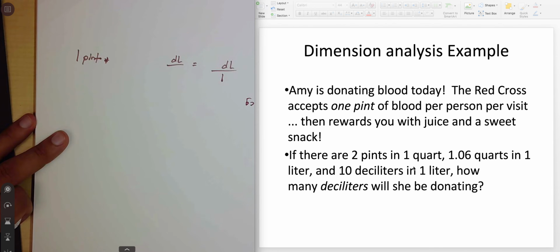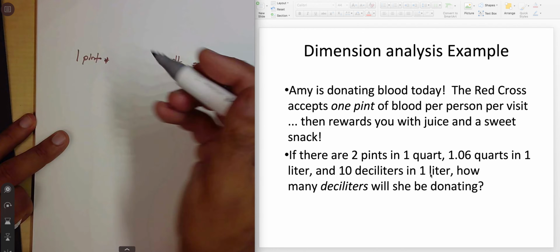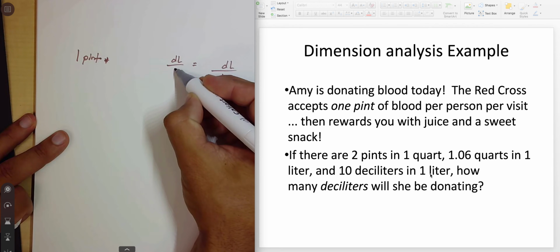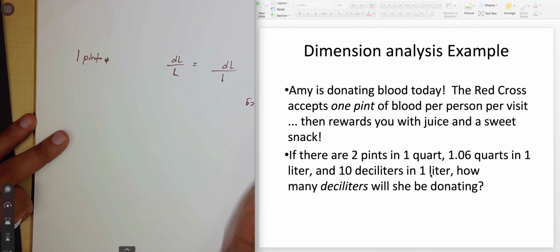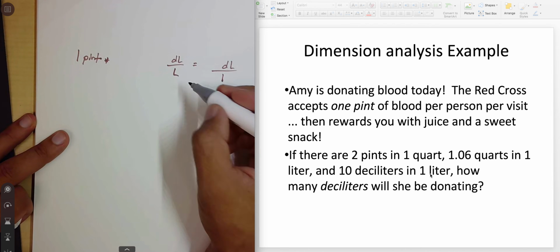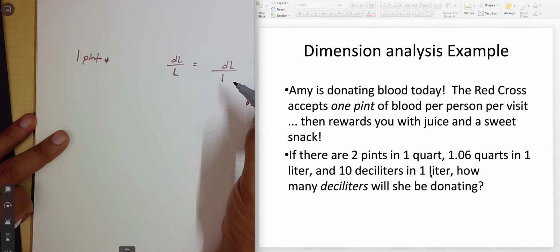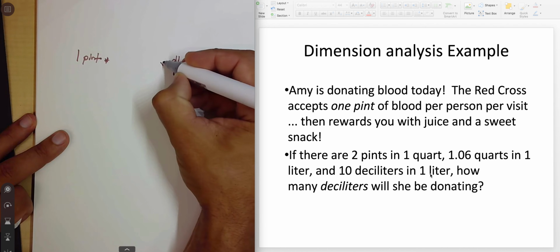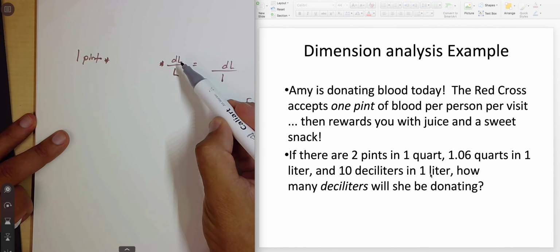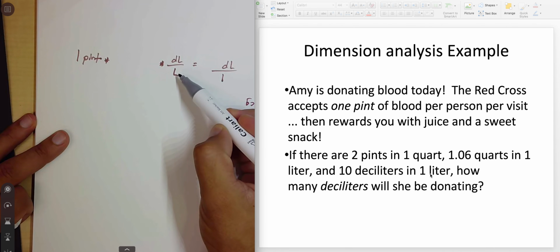Now I go back to my problem. What do I know? I know there are 10 deciliters in 1 liter. I am not writing down any numbers yet. I am only writing down units. This helps me line everything up the way it's supposed to be. I need deciliters, and I know how many deciliters are in a liter.